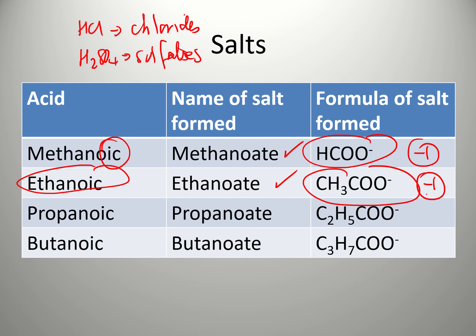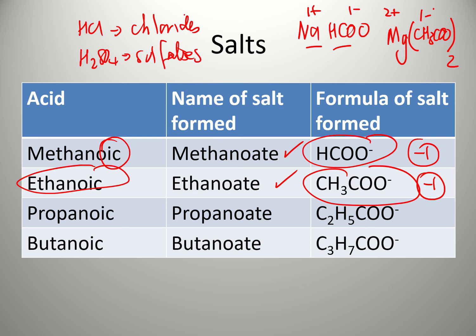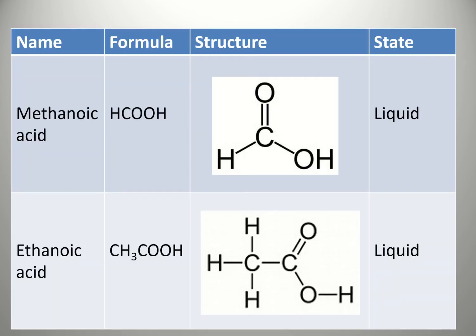So when we go to write the formula of the actual salt that's formed, if it was, for example, sodium ethanoate, that'll be NaHCOO, that's 1+, that's 1-. If it was, for example, magnesium ethanoate, that's 2+, and that's 1-. So therefore this time we would need brackets and the 2 for the ethanoate. Okay, so that's an introduction to the salts, and you've met those before in writing. We'll write some formulas of them.